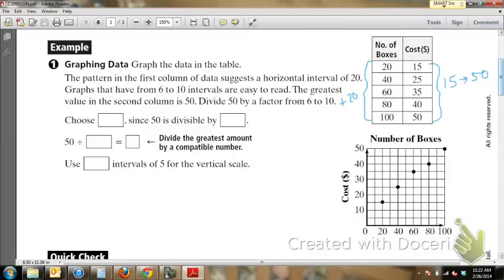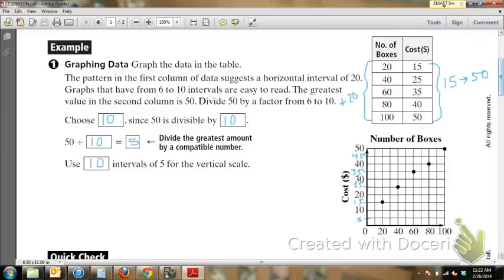I set it up. So we're going to divide 50 by a nice number between 6 and 10. So I'm going to choose 10 since 50 is divisible by 10. If I do 50 divided by 10, I get 5. So I'm going to set up 10 intervals of 5 for the scale. Now they didn't write all the 5s in, but here's a 5. Then will come 15, then 25, 30, 35, 40, 45, 50.